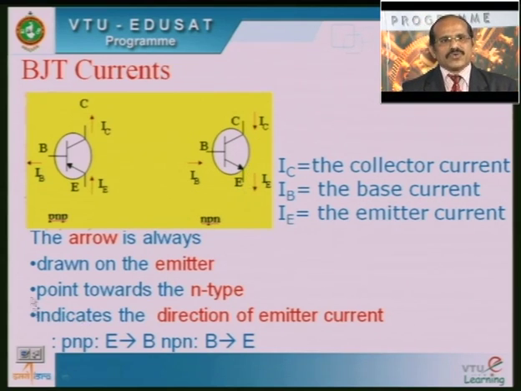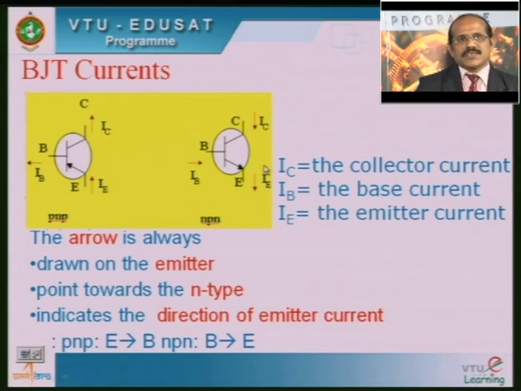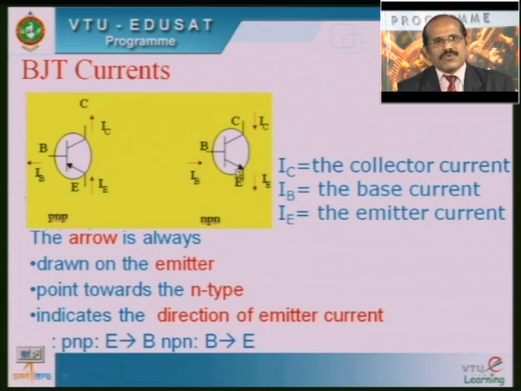Also you should note that the arrow always points towards the N type. In PNP, this is P, this is N and this is P. So this arrow is pointing towards the N, that is nothing but the base region here. Similarly, in NPN, as I told you, the arrow always points towards the N type. So since it is NPN, it will point from the base towards the emitter here. So that is what you can note here.